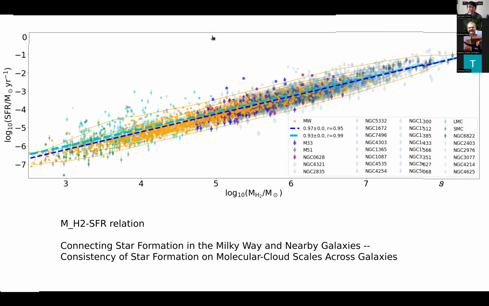I think I missed it, but could you remind me of how you derived the star formation rate here? The star formation rate here is only from the middle infrared emission.